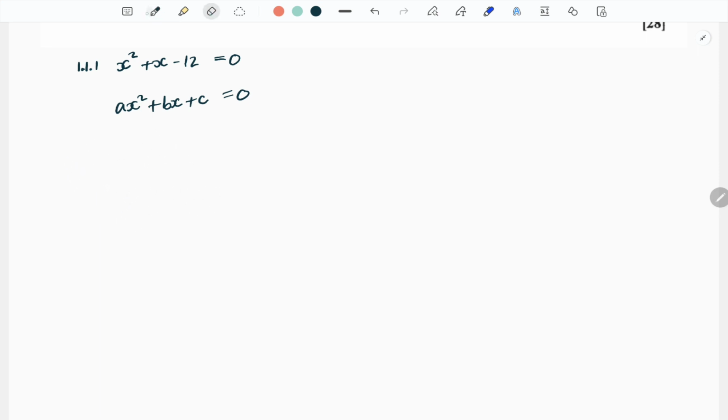So here, a is the coefficient of x squared, which in this case is 1. So a is equal to 1. Then b is the coefficient of x. In this case it is 1, because there's no number written in front of x. And then c is the constant here, with its sign. So you can't just say 12, you have to say c is equal to negative 12.